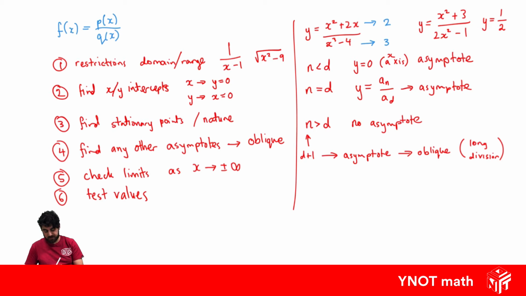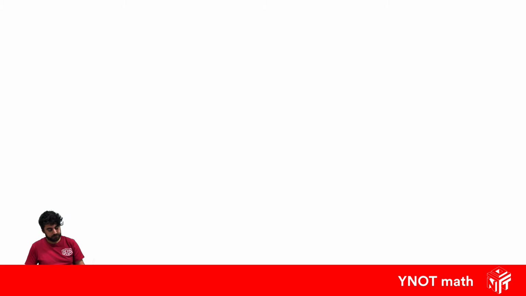All right, so let's look at an example. Let's look at y equals 3 times (x plus 2) times (x minus 3), all over 2 times (x plus 1), all squared.